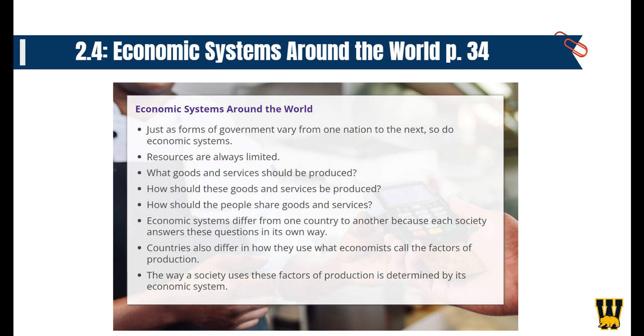So based on how countries answer those questions, and also who is answering these questions for the country, will determine their economic system. Economic systems differ from one country to another because each society answers these questions in its own way. Countries also differ in how they use what economists call factors of production. So, factors of production are land, labor, capital, entrepreneurship. The way a society uses these factors of production is determined by its economic system.